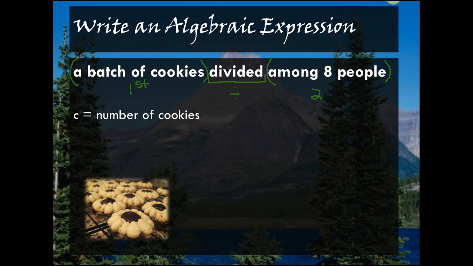We can write it using the standard division symbol, C divided by 8. You can also write it in fraction form. C would be the numerator, and the cookies would be divided among 8 people, so 8 would be our denominator.